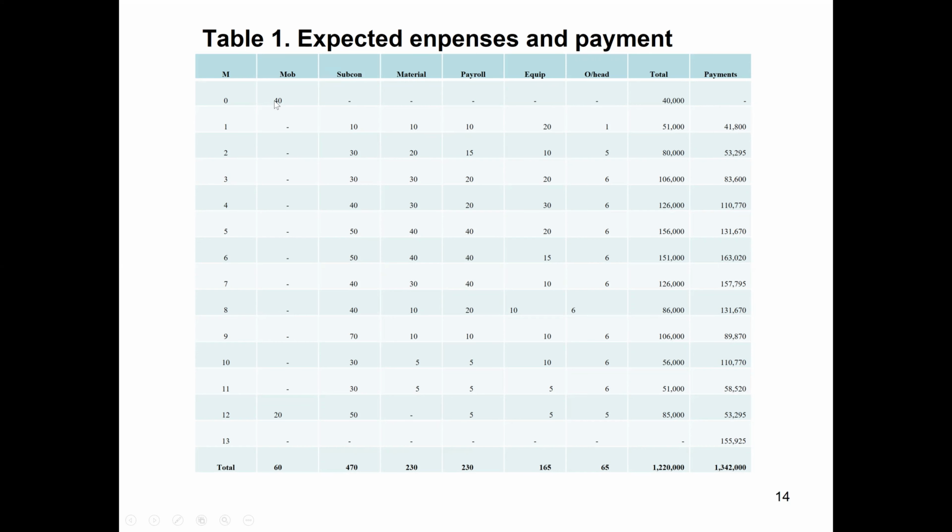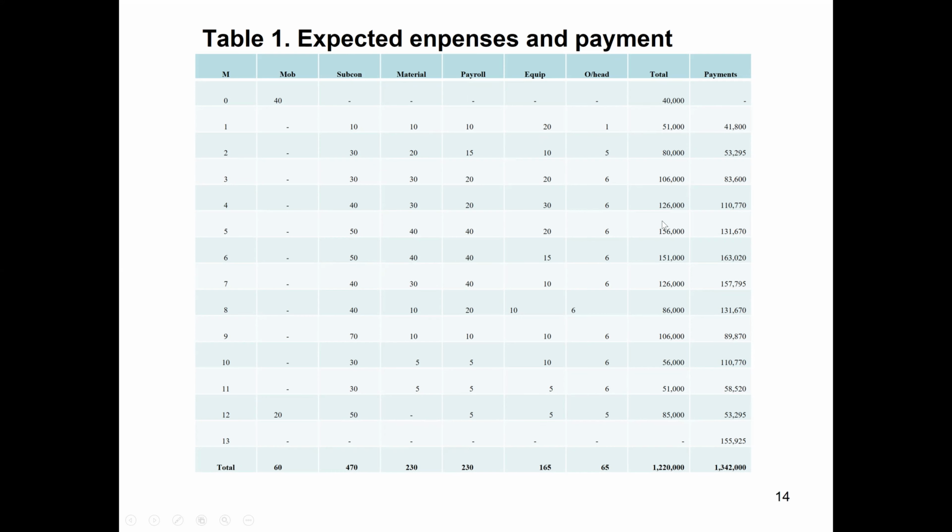So 40 means 40,000. If we add this figure, it becomes 40,000. And for here, it's 10 plus 10 plus 10 plus 10 plus 20 plus 1, which will be 51. So actually it will be 10,000, 10,000, 10,000, 20,000, and 1,000, so it will be 51,000. The figures are shown in thousands. Similarly for the others, we got a total of 80,000. The third is 106,000. Similarly, the 12th, we are going to get 85,000.